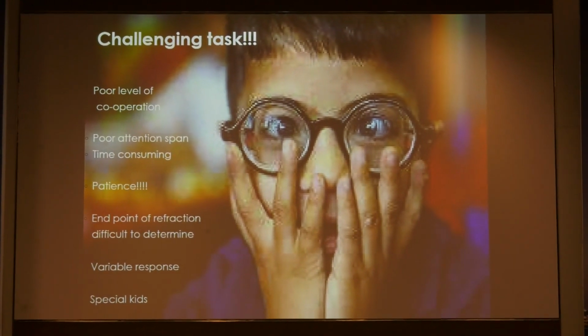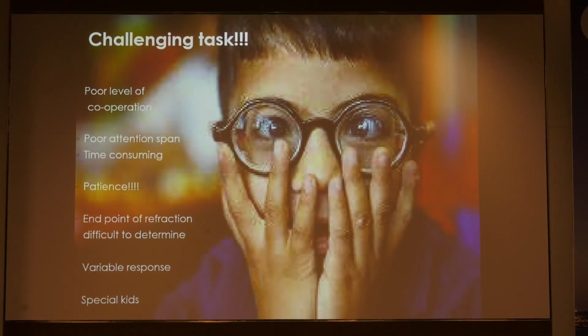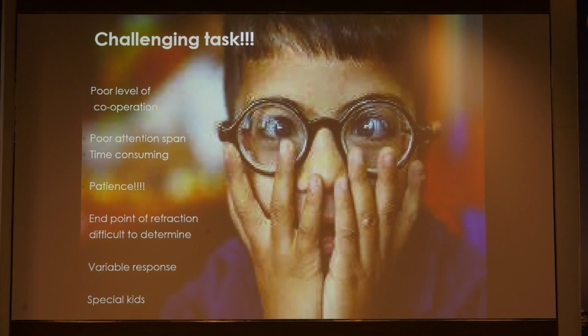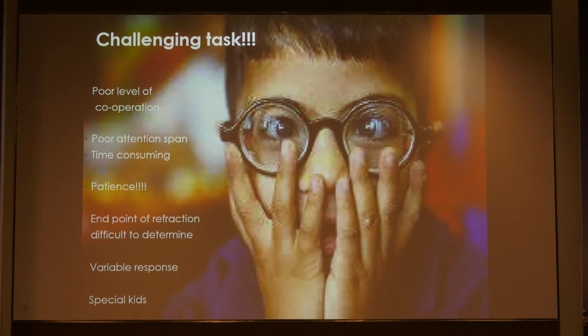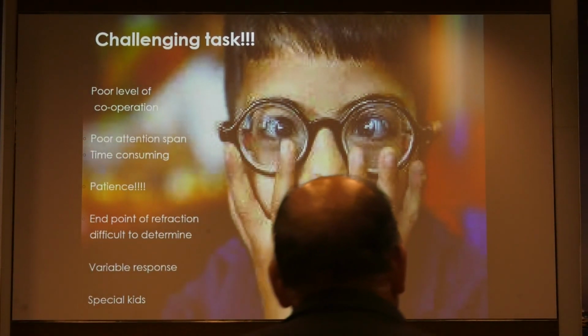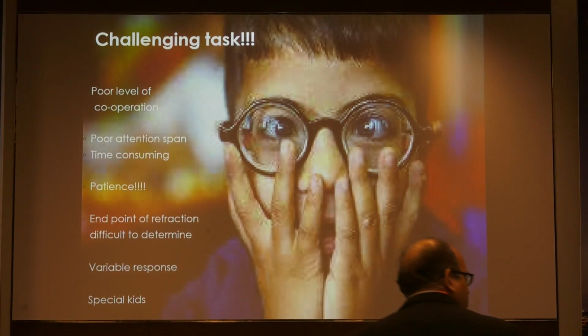Why is it a challenging task? Because of poor level of cooperation, poor attention span. It is time consuming. Both the patient and the doctor need a lot of patience. Endpoint of refraction is usually difficult to determine. Every time we check, there could be a variable response, and these charts are also helpful in special kids.